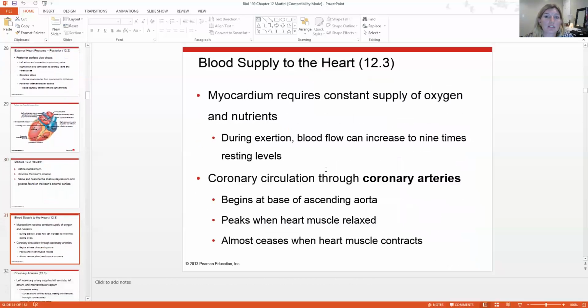Let's talk about how the heart gets blood supply. So this is called the coronary circulation. The coronary circulation is referring to the heart's blood vessels. Every organ of your body has blood vessels going to it, so your heart needs it too. The heart is the pump that's going to pump the blood through all of the body organs and body tissues, but it also has to pump blood to itself. Otherwise, the heart tissue would die. So during exertion, blood flow can increase up to 9 times to that myocardium, because that myocardium is increasing its contractions.